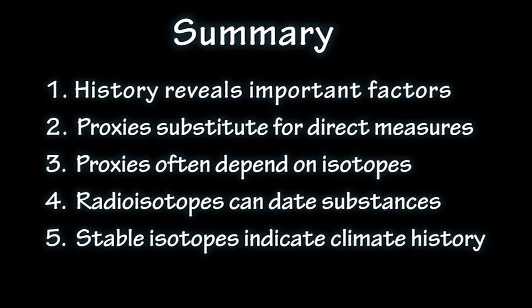Number 3, proxy measures often depend on chemical isotopes, forms of an element that differ in the number of neutrons in the nucleus. Number 4, radioisotopes can date substances. Number 5, and last, stable isotopes indicate the history of climatic parameters such as carbon dioxide concentration in the atmosphere, temperature, and sea level.